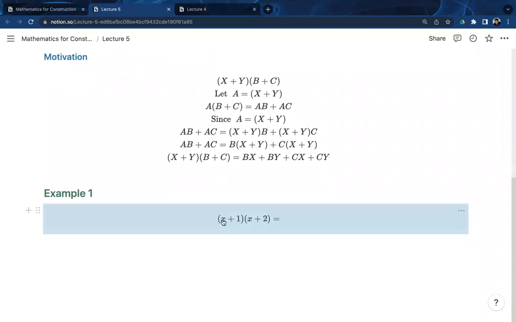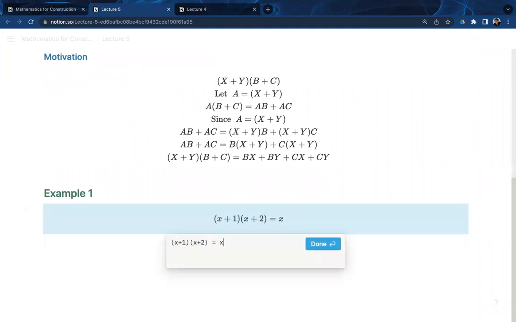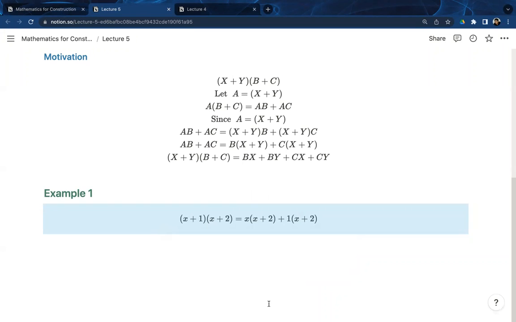So pick something from the first bracket, x, right? So we take an x from the first bracket and we multiply by everything here. So this is x by (x + 2), plus, and 1, right? So you write plus 1 into (x + 2). Okay, this is the algorithm here. You write the second bracket two times and you put each term in the first bracket in front of these brackets here.